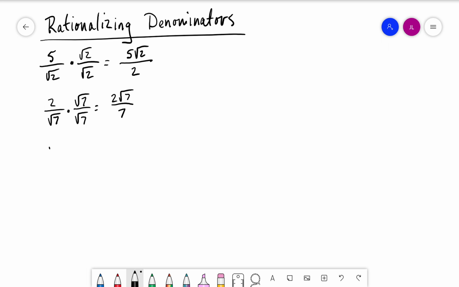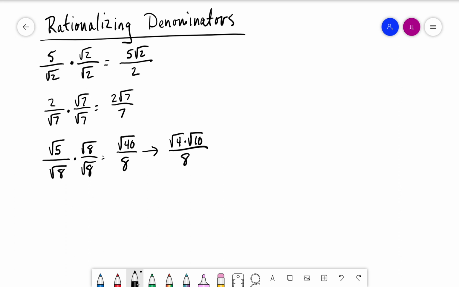Let's do this. Let's do the square root of 5 over the square root of 8. So again, we're going to multiply both top and bottom by the square root of 8 over the square root of 8, which gives us the square root of 40 over 8. Now, we can simplify this numerator. We know that's the same as the square root of 4 times the square root of 10 over 8. So really we're looking at 2 times the square root of 10 over 8. And we can simplify this more because our 2 and our 8 we can factor out. So we have the square root of 10 over 4.